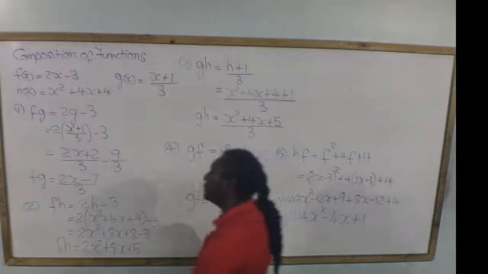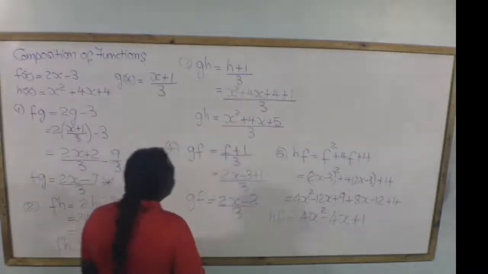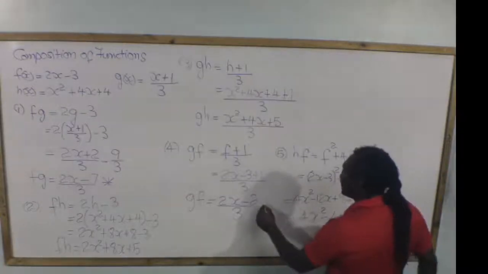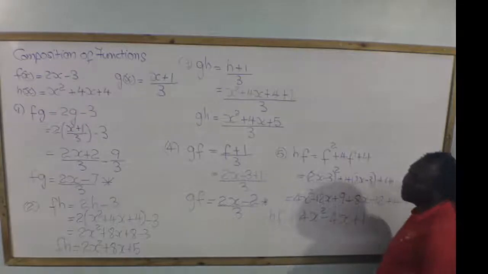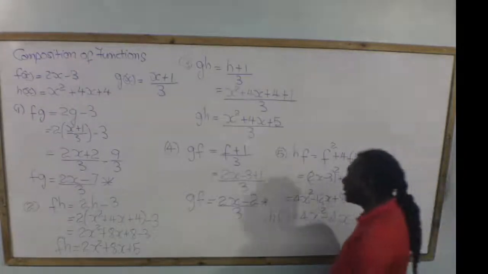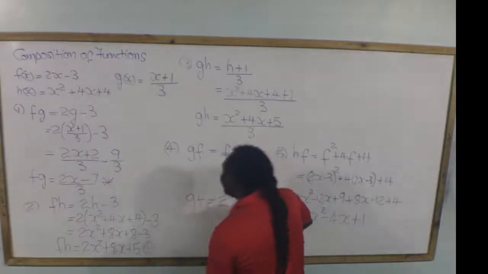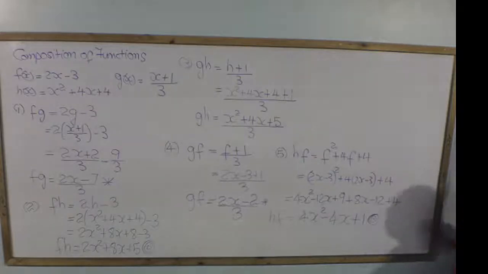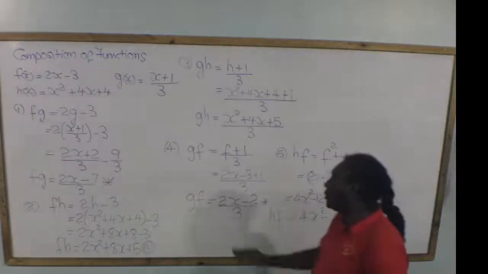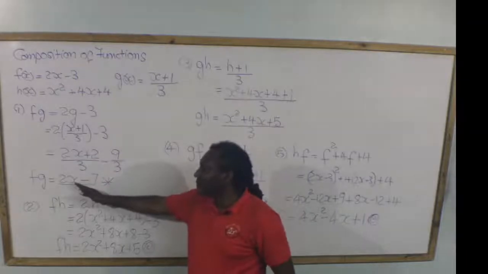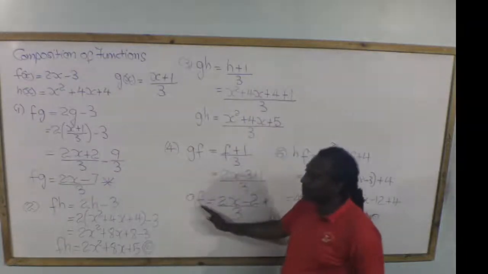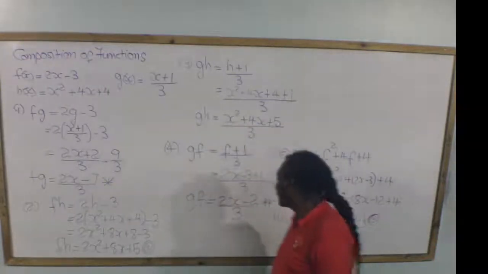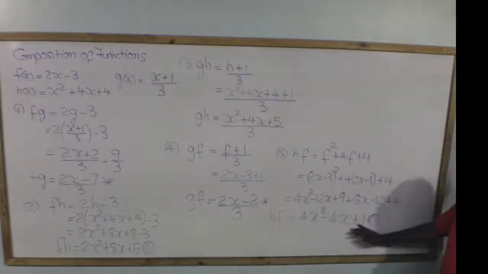Now, if we take note of f of g, which we have right here, and g of f, I'm going to try to find that g of f on the board. g of f is right here. Also, we have another pair, f of h right there, and h of f right here. What do we notice? We notice that f of g is not equal to g of f in this particular case. Also, f of h is not equal to h of f.